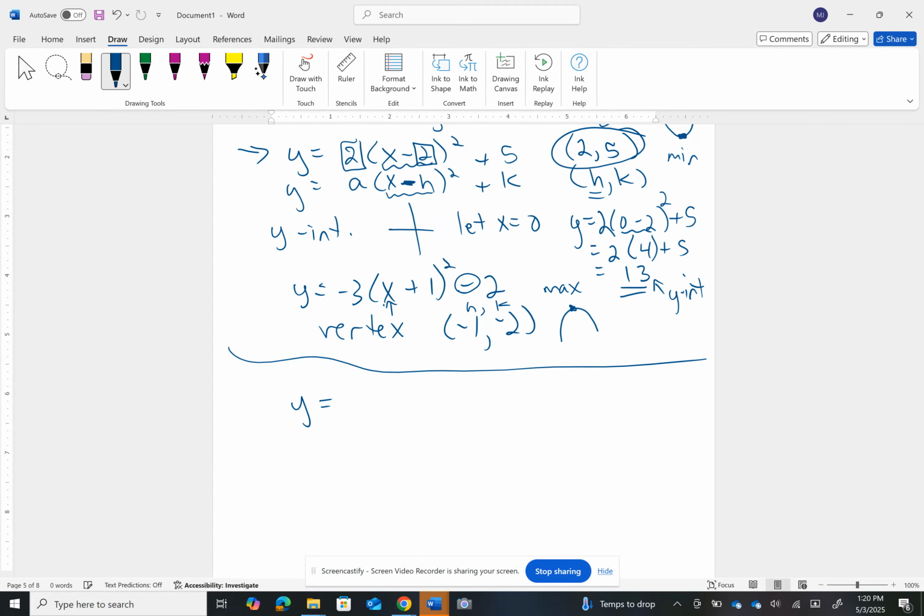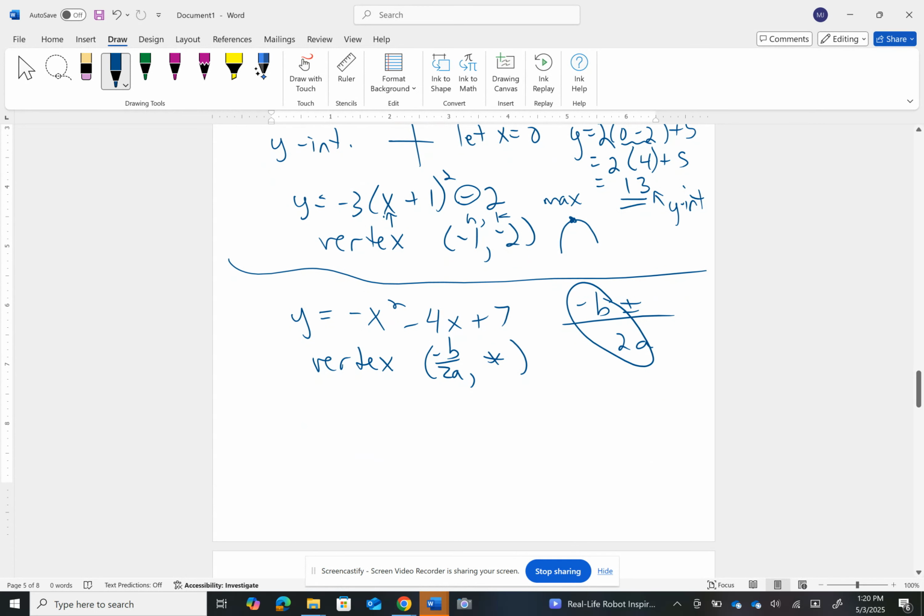So you oftentimes have them like this. So what if we had y equals negative x squared minus 4x plus 7, and they wanted it said find the minimum or maximum value and where it occurs. So when it's like that, to get the vertex, you're going to get it from negative b over 2a. That first part of the quadratic formula is the way to remember that. So that's going to be the x-coordinate of the vertex, and then once you have that, you can just plug it in to get the y-coordinate.